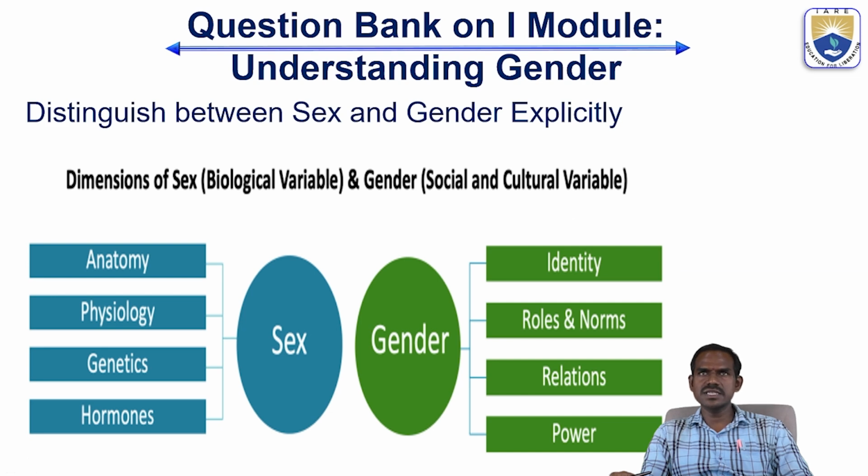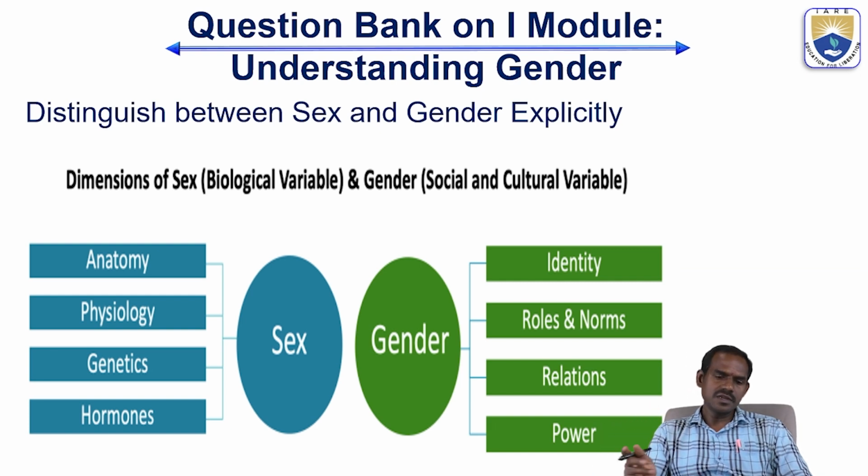As I told, sex is a biological variable as the chromosome pattern is different in males and females, whereas gender is a social and cultural variable. Sex is a biological variable, whereas gender is a social and cultural variable. I hope by these words you have a clear understanding between sex and gender that I explained when I was explaining this module itself.